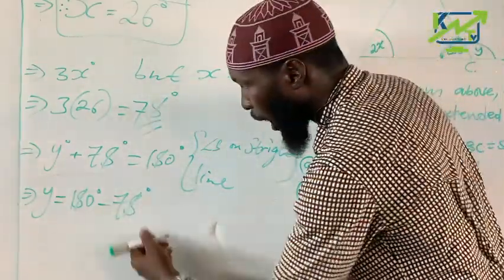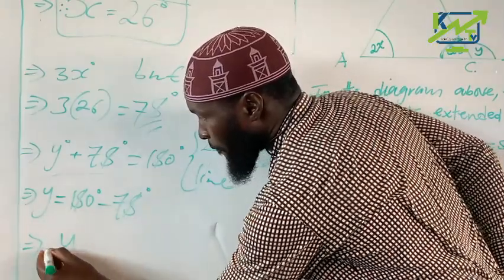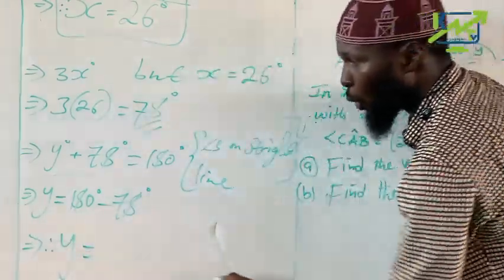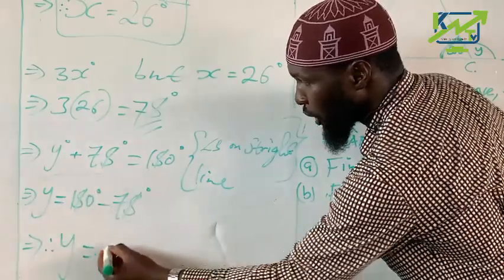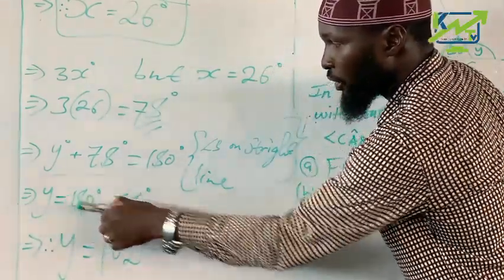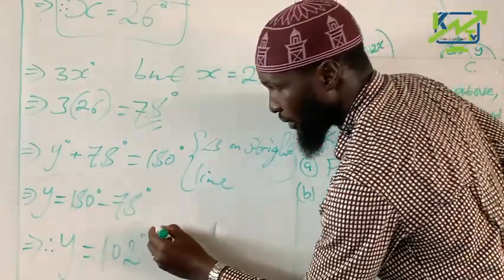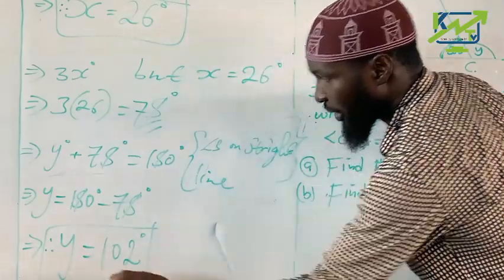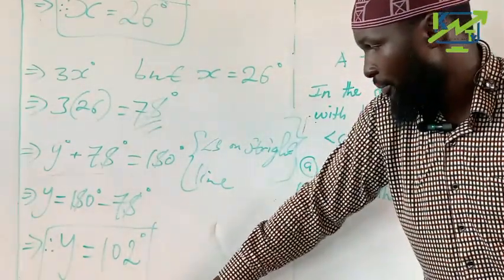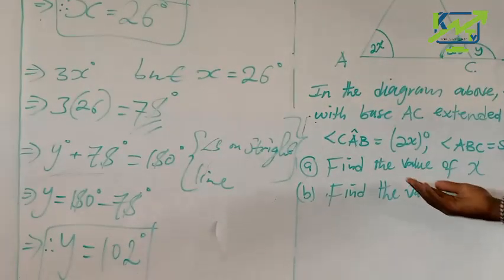So now we simply subtract them. Our y is going to be 180 minus 78. 78 from 80, the difference is 2, so it's going to be 102 degree. So therefore, our y is 102 degree. So far so good. We have answered the questions as stated, to find the values of x and y. And basically, we have done that already.